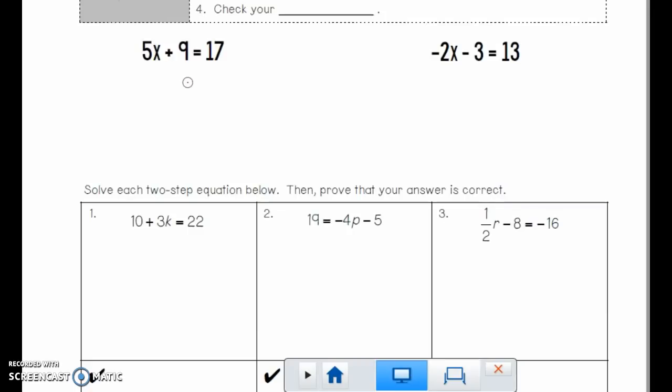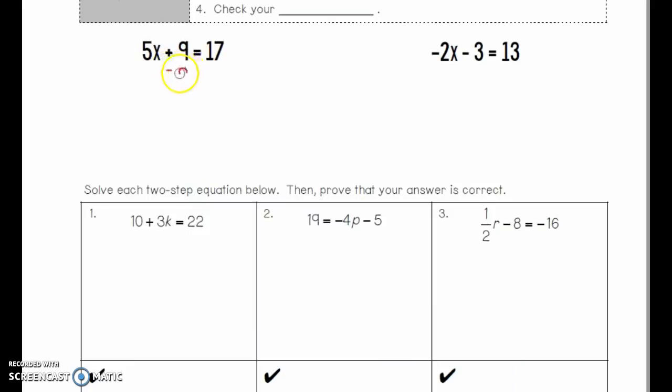When I look at this problem, the very first thing I need to do is figure out if I'm adding or subtracting anywhere. Because 5 is with the x, that's the last thing I take care of. So I look to see what's being added to the x. Well, the x is adding 9. So the opposite of adding 9 is subtracting 9. And if I subtract 9 on the left, I have to subtract 9 on the right.